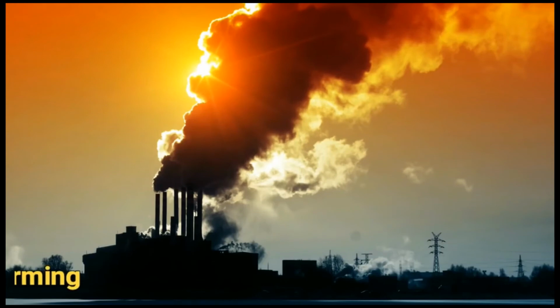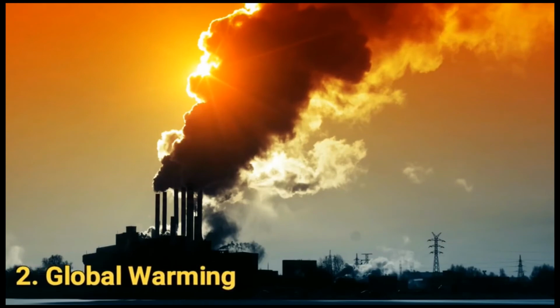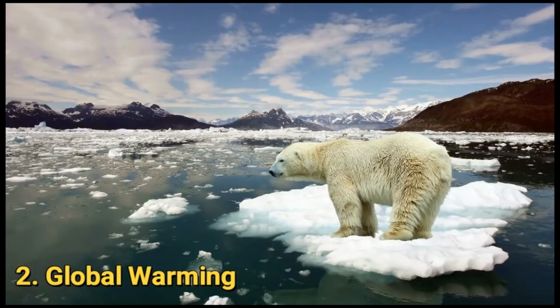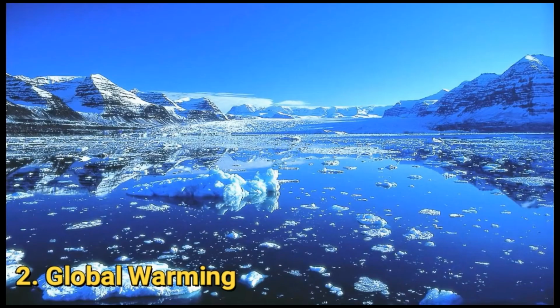Number 2, global warming. Climate changes like global warming are the result of human practices like emission of greenhouse gases. Global warming leads to rising temperatures of the oceans and the Earth's surface, causing melting of polar ice caps, rise in sea levels, and also unnatural patterns of precipitation such as flash floods, excessive snow, or desertification.